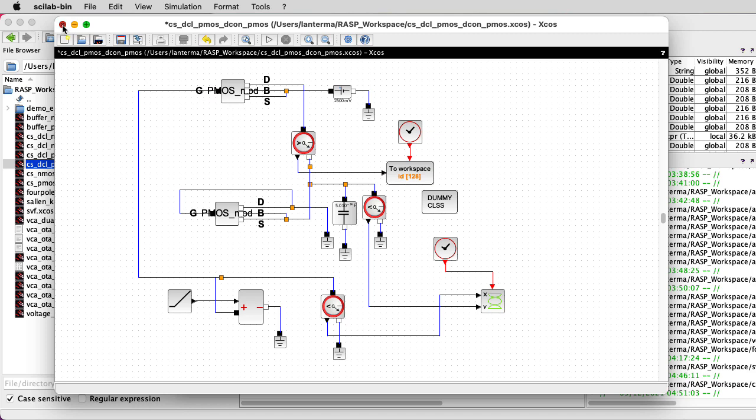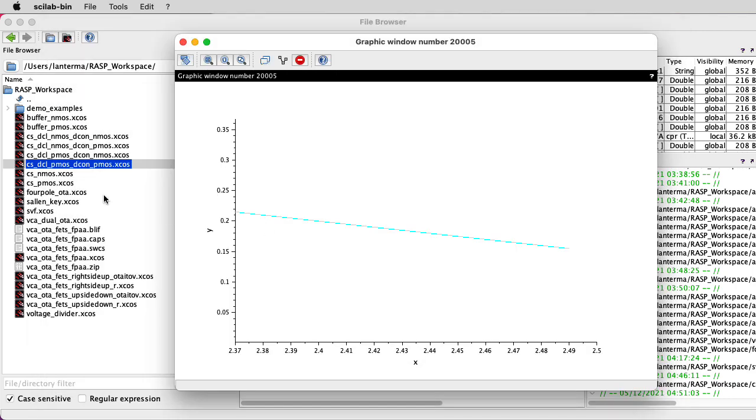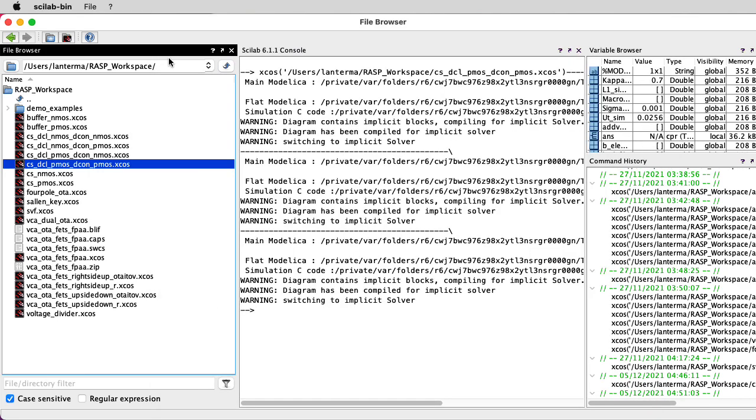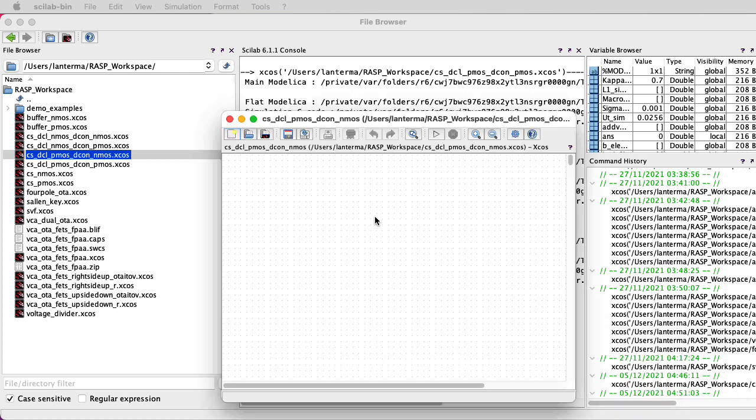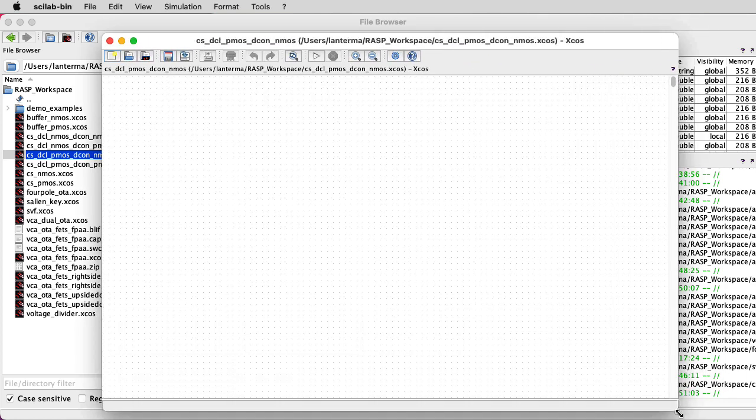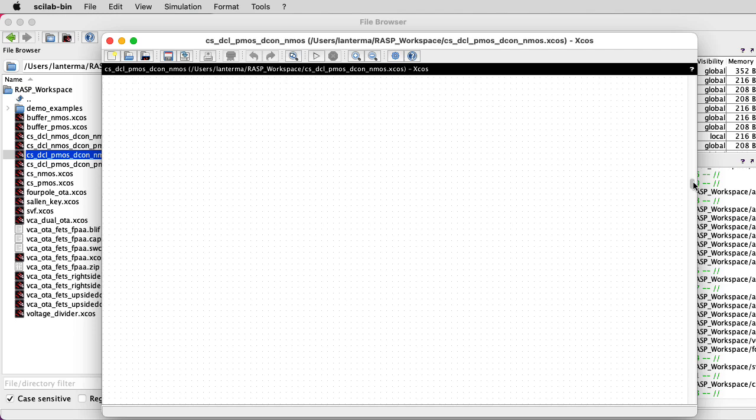For right now, what I really want to do is pull up the other example I have where we're using a PMOS transistor as the main amplifier transistor, but we're using now an NMOS transistor for the diode connected load.